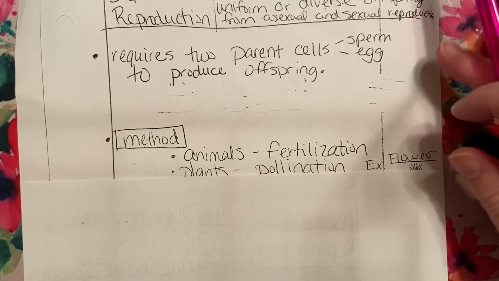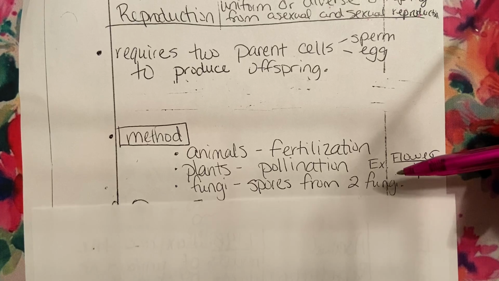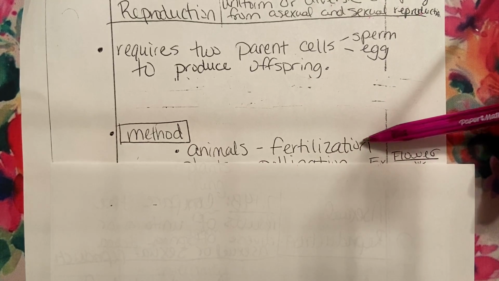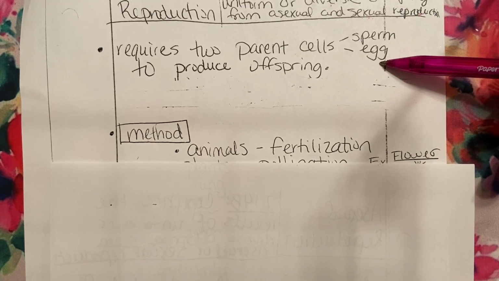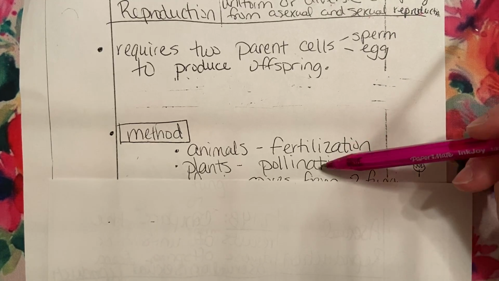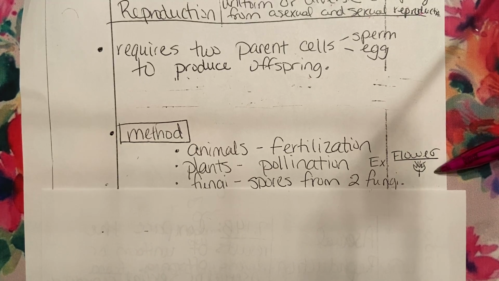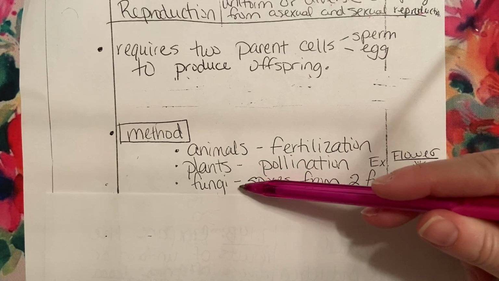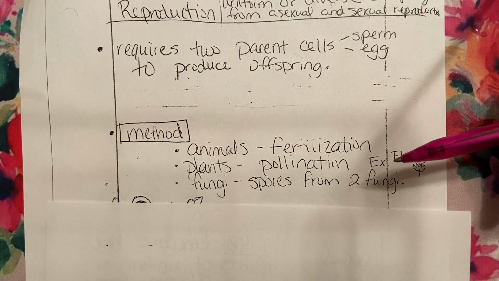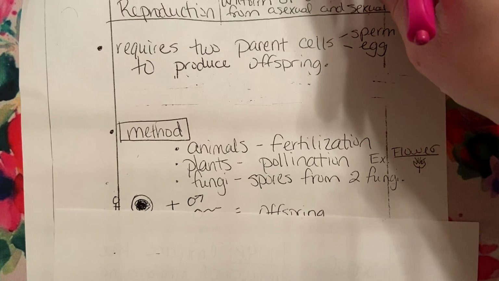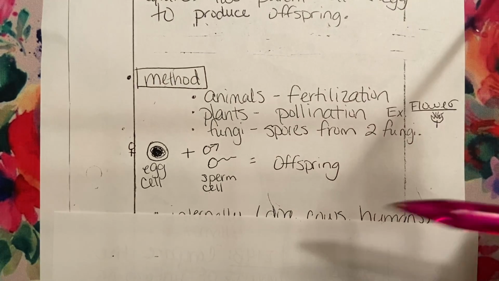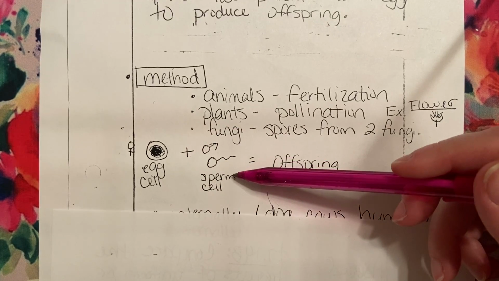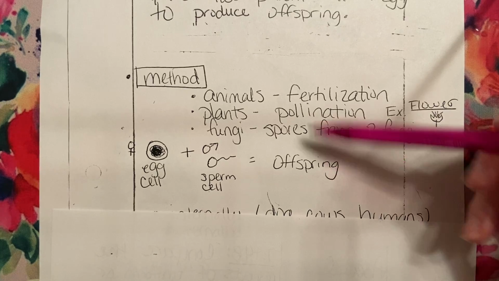So we're going to go ahead and talk about the methods of sexual reproduction. Animals, that would be fertilization, the sperm and the egg meeting. Plants, pollination, example, a flower. Fungi, spores from two fungi. So fungi reproduces sexually. The egg cell plus the sperm cell equals offspring.